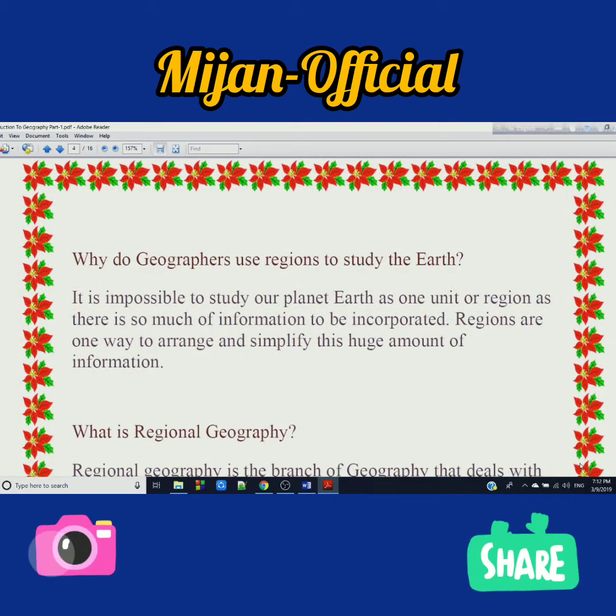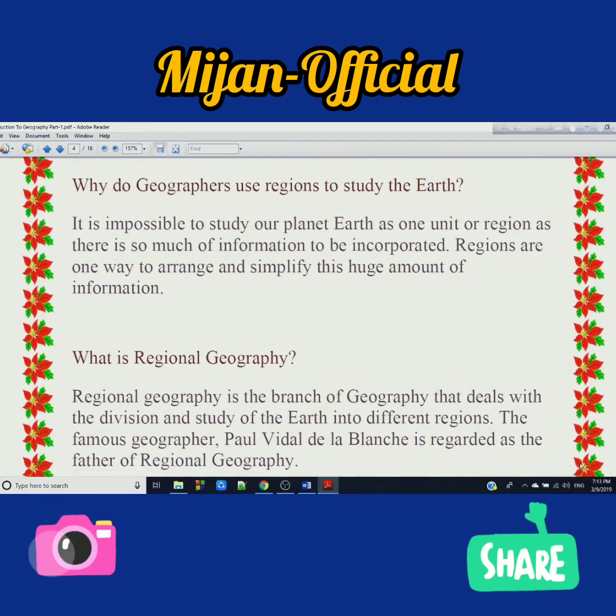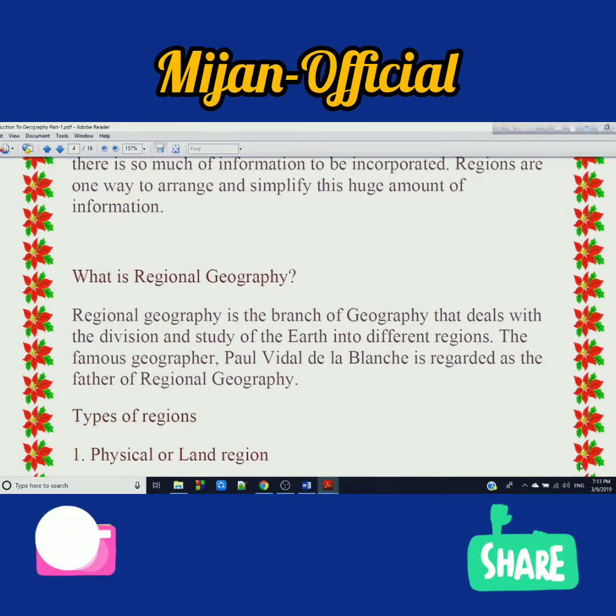Why do geographers use regions to study the earth? It is impossible to study our planet Earth as one unit or region, as there is so much information to be encrypted. Regions are one way to arrange and simplify this huge amount of information. What is regional geography? Regional geography is the branch of geography that deals with the division and study of the earth into different regions. The famous geographer Paul Vidal de la Blache is regarded as the father of regional geography.